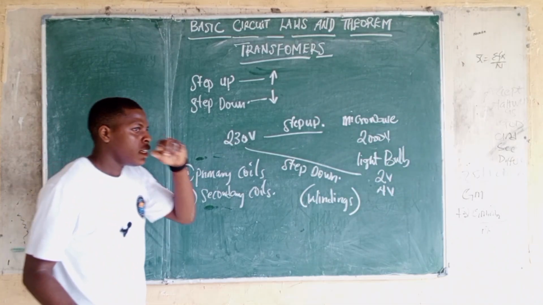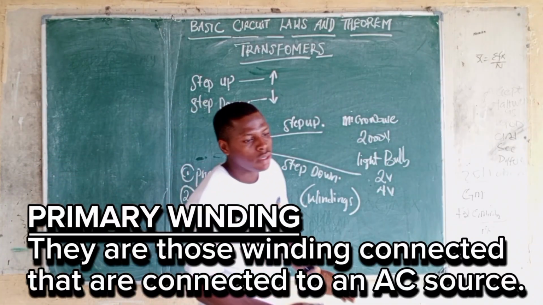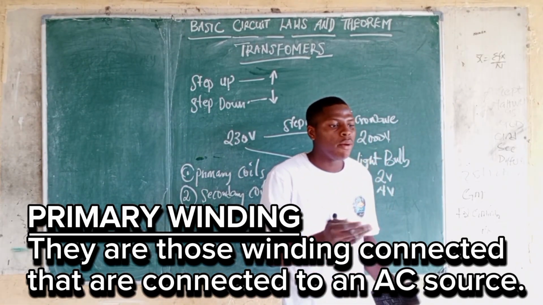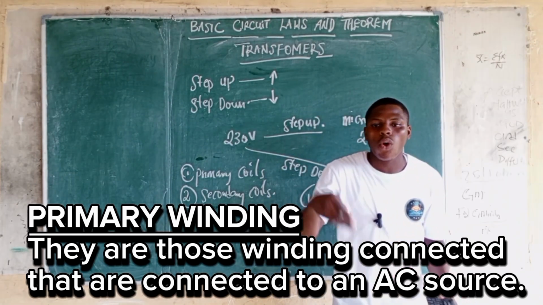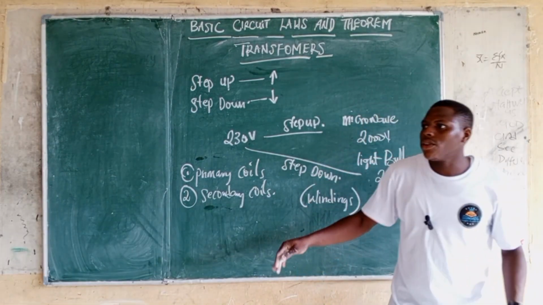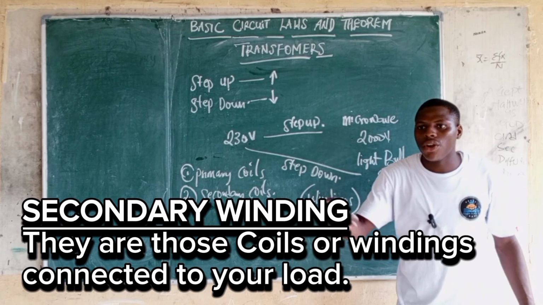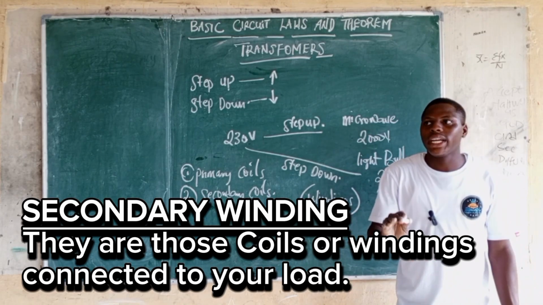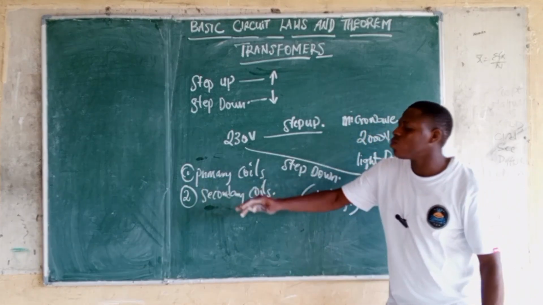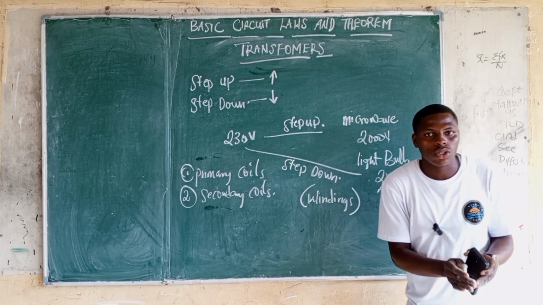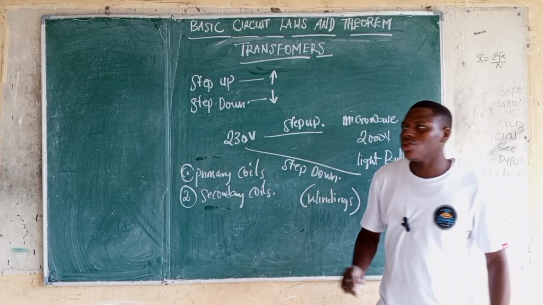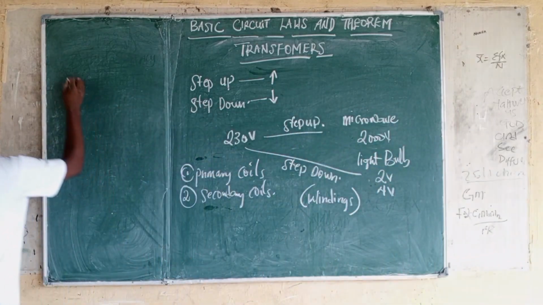Now take this down. The primary windings are those windings or coils connected to your AC source, while your secondary windings or your secondary coils are those coils connected to your load. So your primary windings are those connected to your AC source, while your secondary, they are those coils connected to your load.